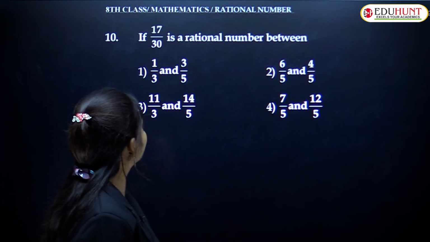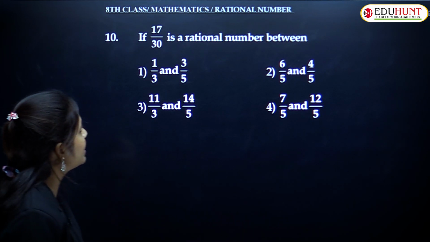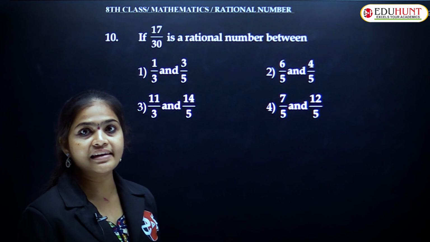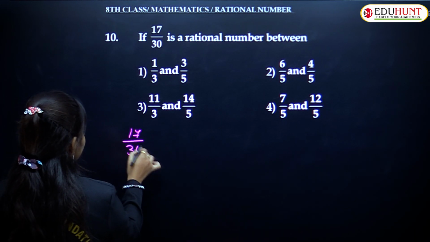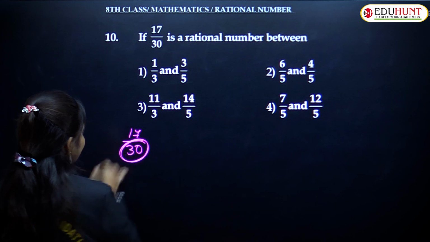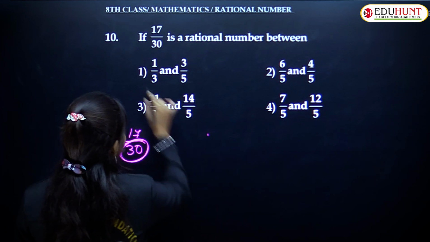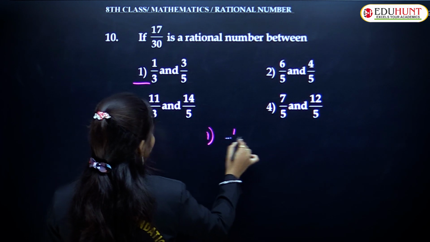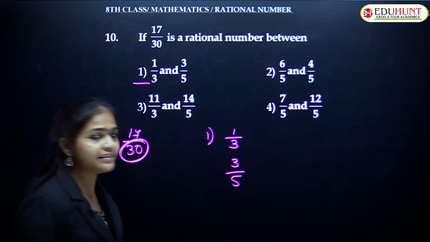If 17 by 30 is a rational number between, so 17 by 30 is there. So the denominator is 30. So that's why here, the first option is 1 by 3 and 3 by 5. 1 by 3 and 3 by 5.